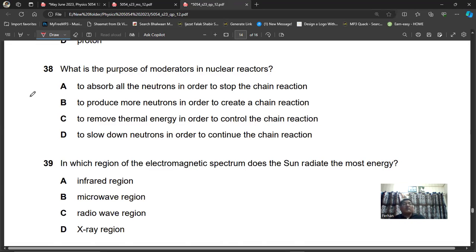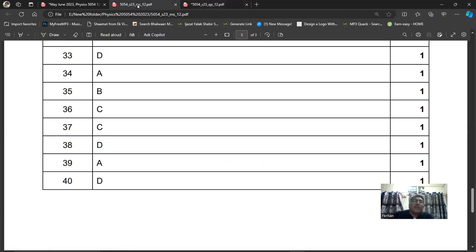Okay, to absorb all the neutrons in order to stop the chain reaction, no. To produce more neutrons in order to create a chain reaction, no. To remove thermal energy in order to control the chain reaction, no. To slow down the neutrons in order to continue the chain reaction, yes. This is the right reason. Remember this. D. Question number 38, D is the choice.